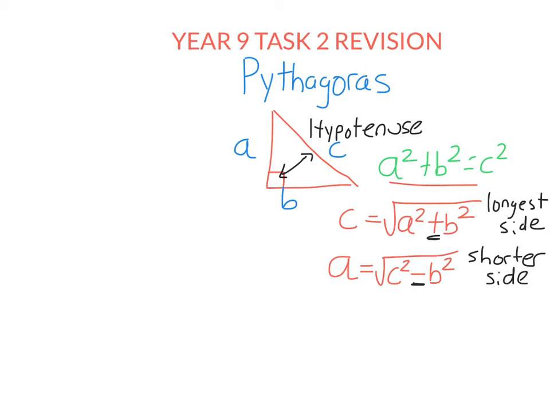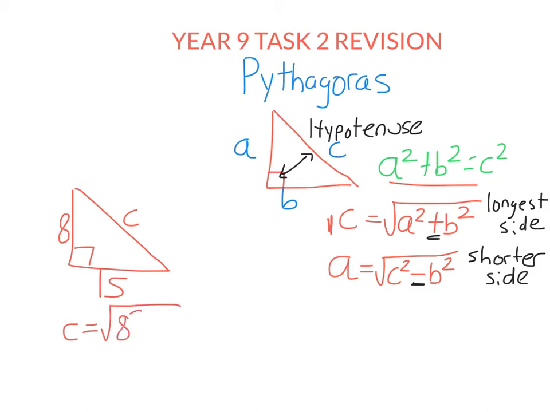Let's look at a couple of examples. So firstly, let's say I have length here 15, length here 8. What would be the length of the hypotenuse? So I just use this formula here to find the longest side. So C would just be the square root of 8 squared plus 15 squared. Put it on your calculator and you get 17. So C will be 17 units. Obviously, if this was centimeters and centimeters, then C would be 17 centimeters.